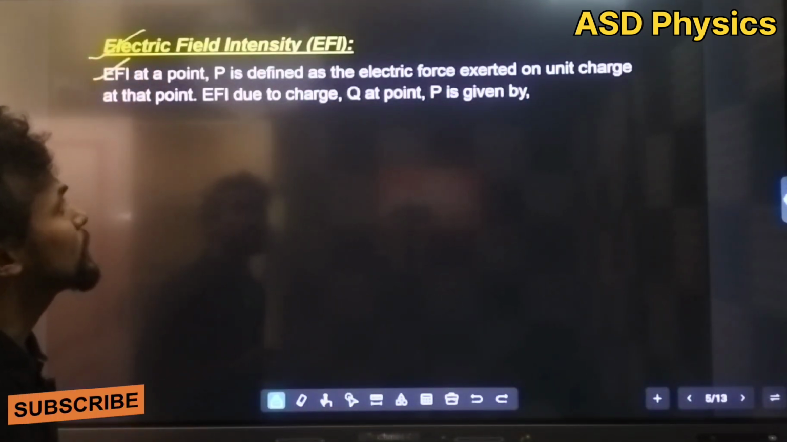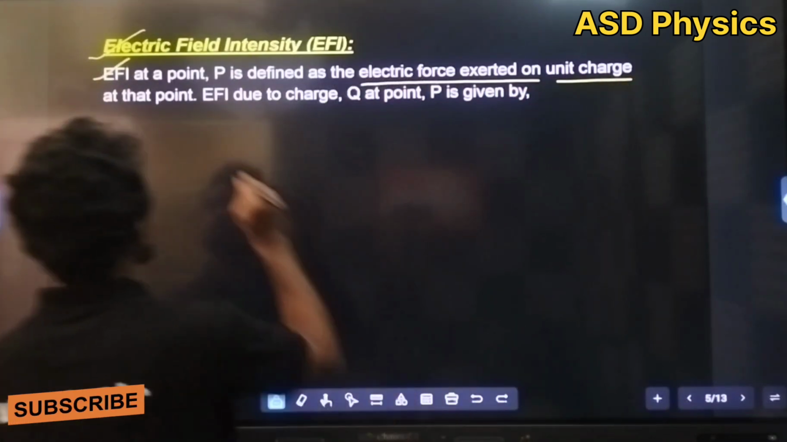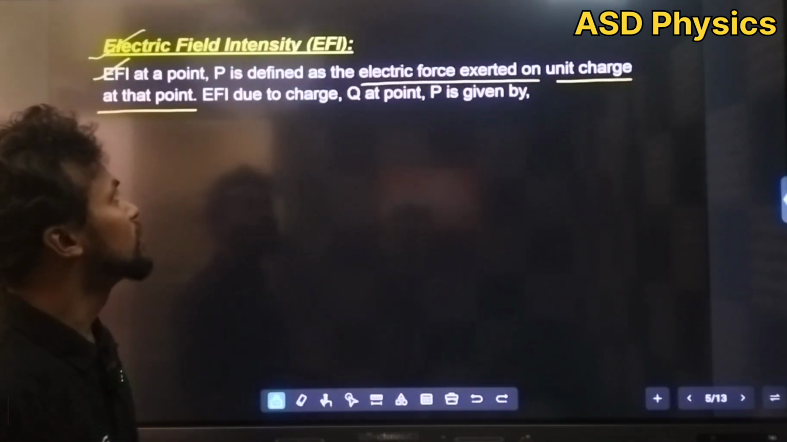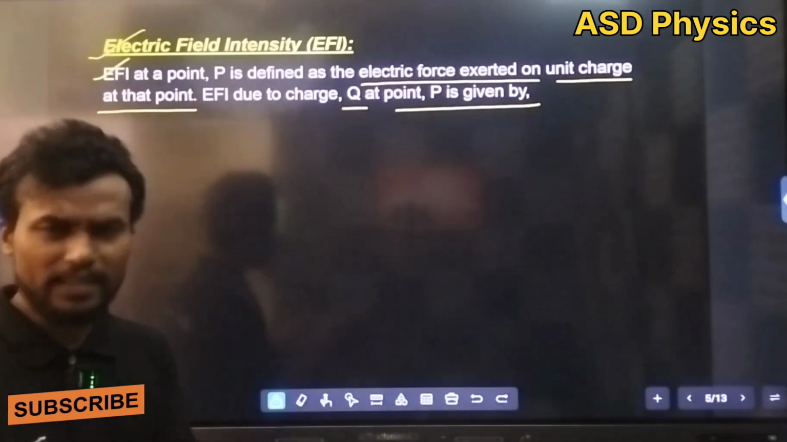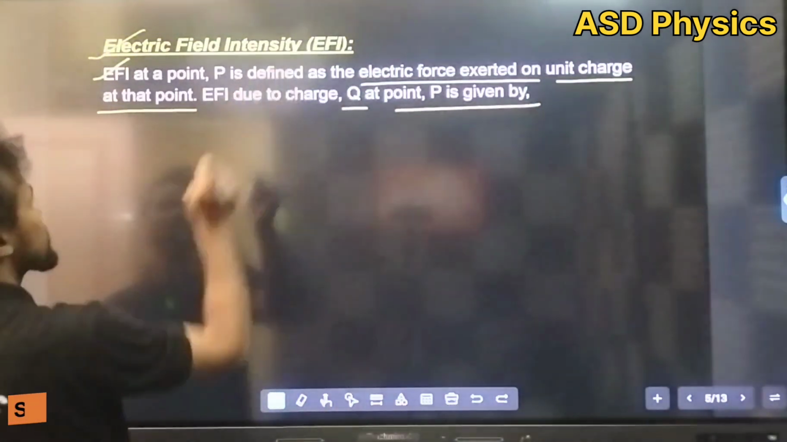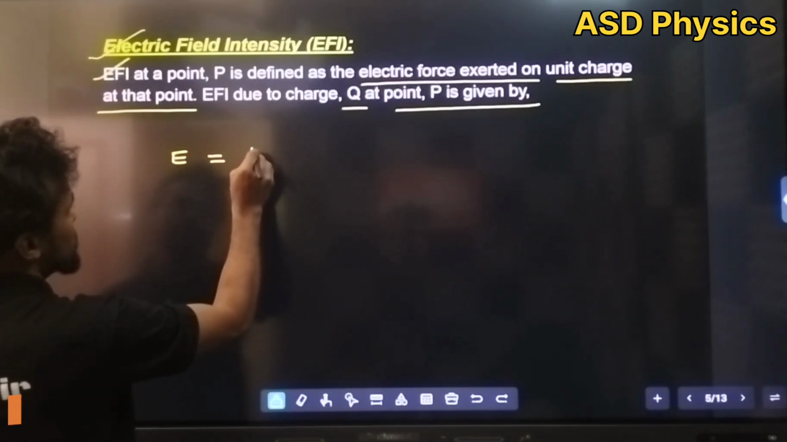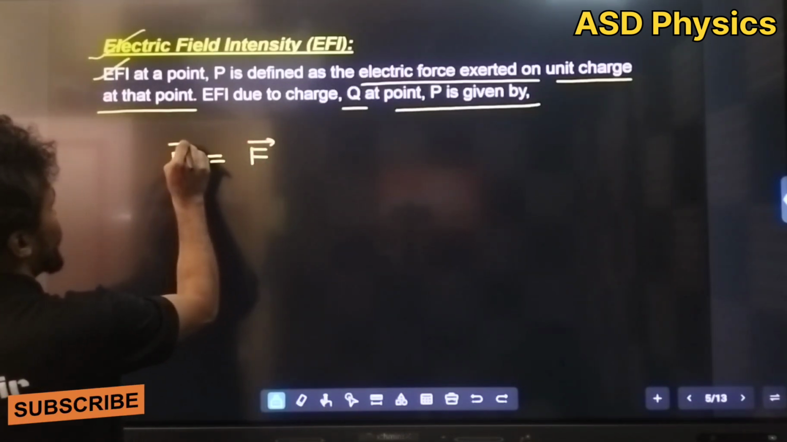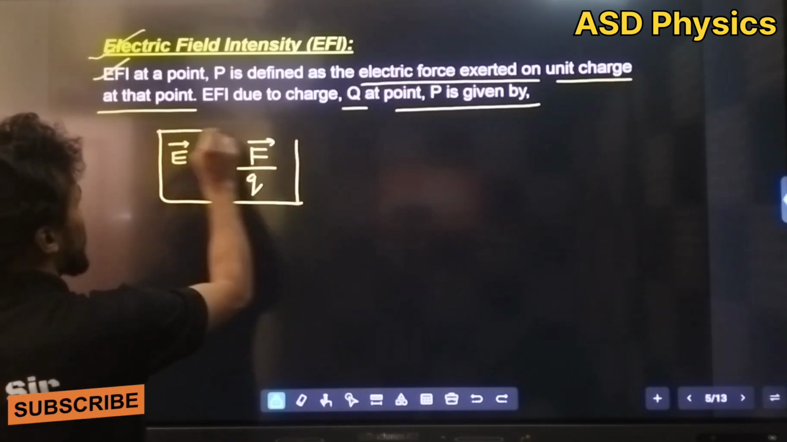EFI at a point P is defined as the electric force exerted on unit charge at that point. EFI due to charge capital Q at point P is given by, I will draw the diagram. But first, according to the first line, electric field at any point is given by force per unit charge. This is the general formula, E equals F by q.